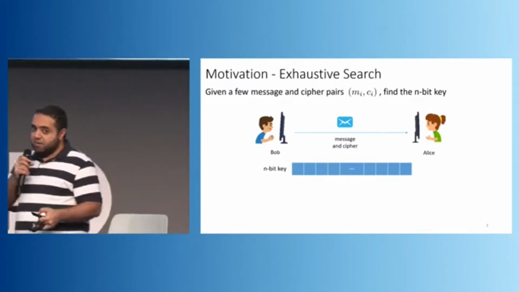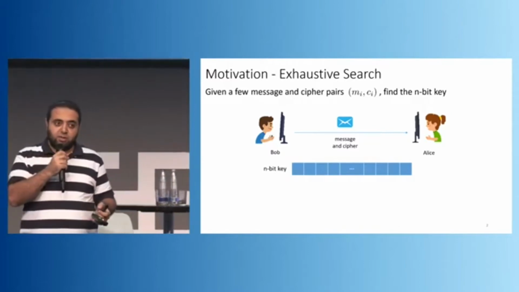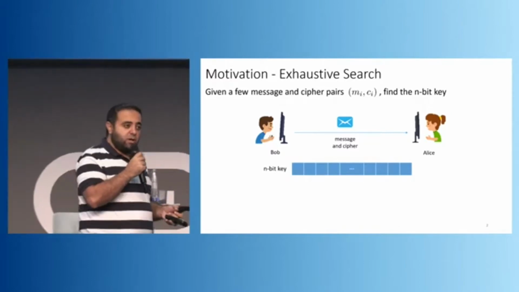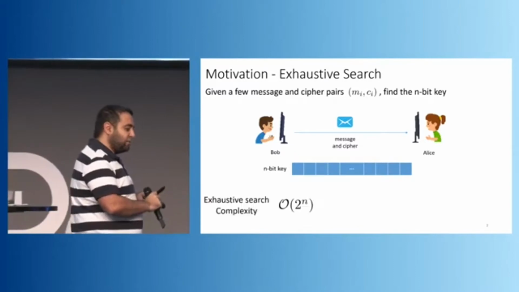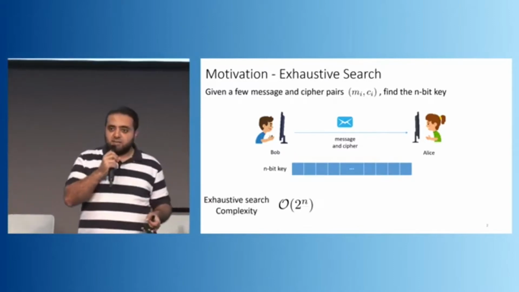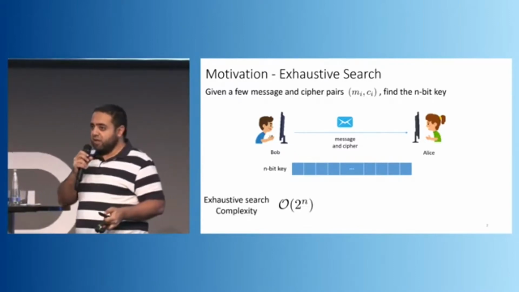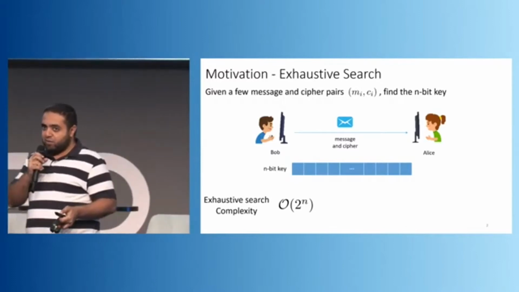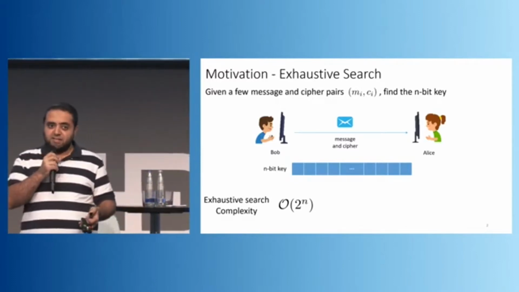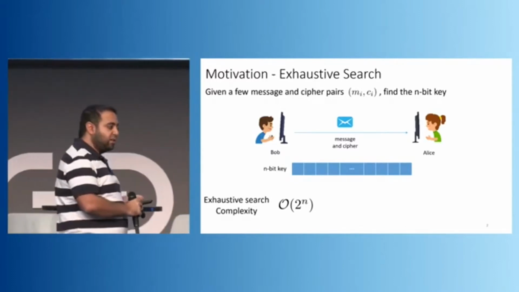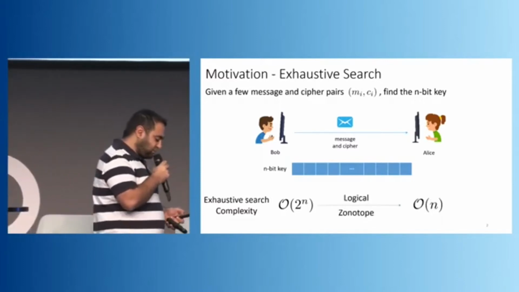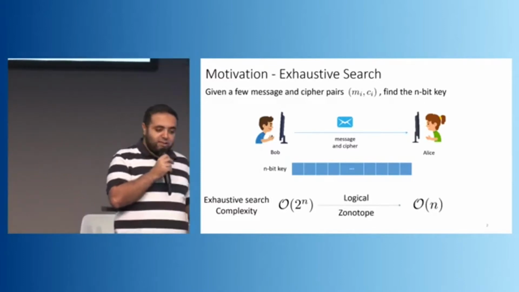To look for a key, we need a complexity of O(2^n), which is the number of possibilities for the key. However, through logical zonotope, we aim to decrease this complexity to O(n) only. So let's see how we do it.